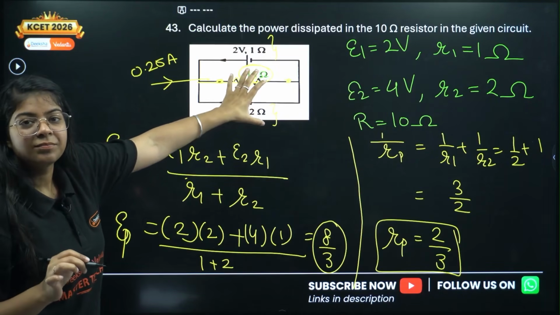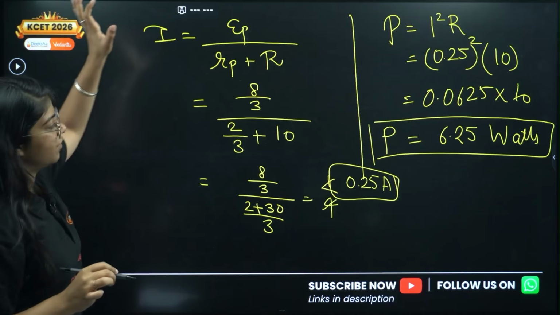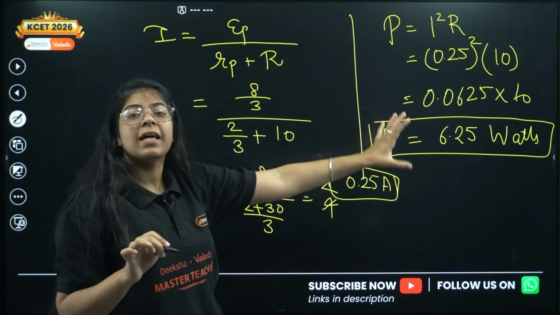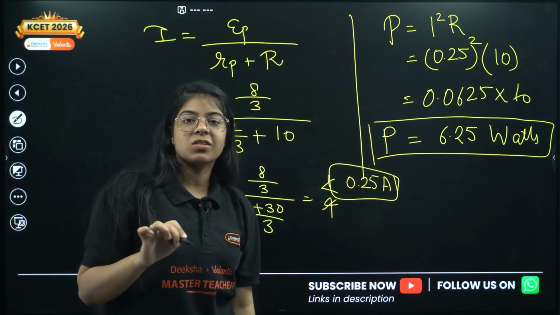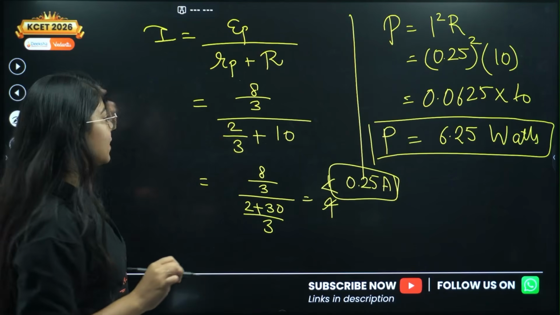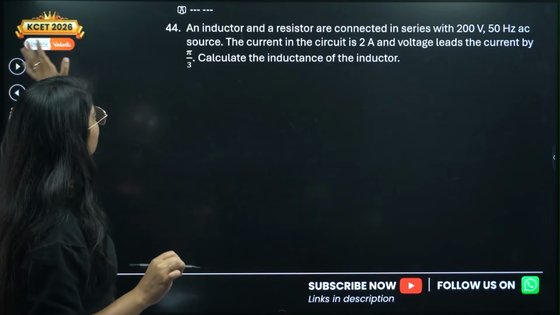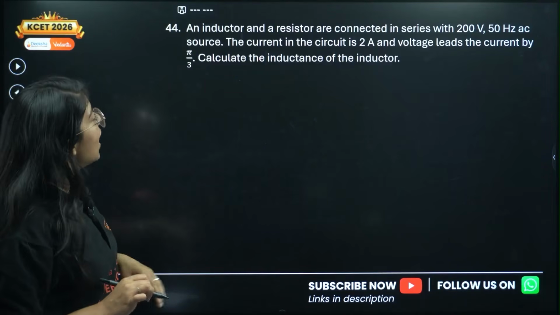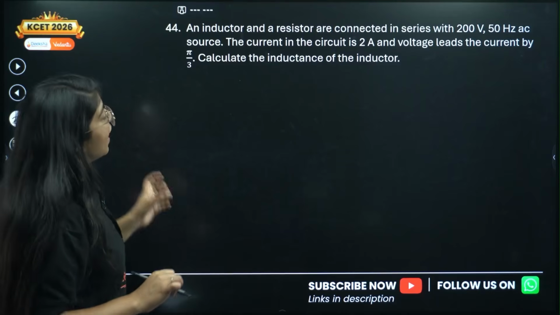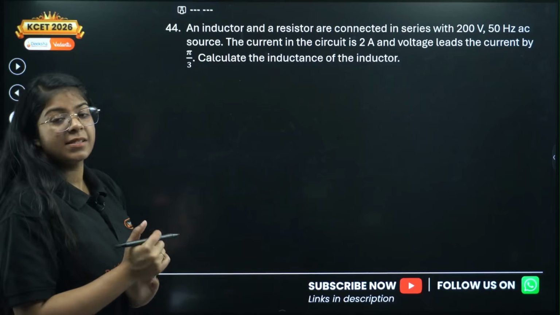That is clear? Is this all clear, my friend? This is the power that is being dissipated across the resistor 10 ohm. Correct? Okay. Moving on to the next question, that is the 44th: an inductor and a resistor are connected in series.